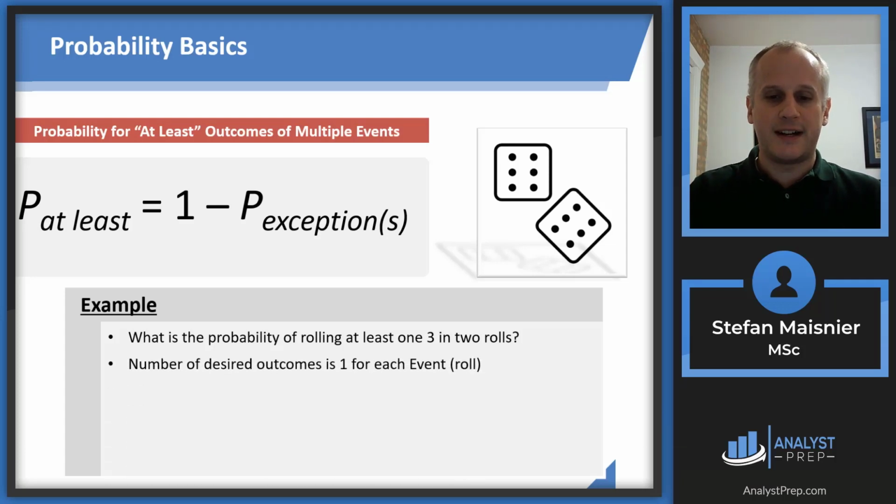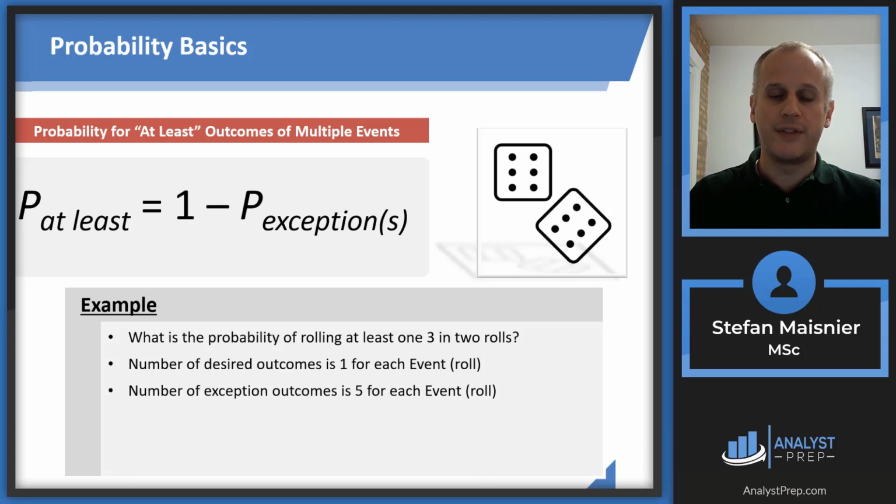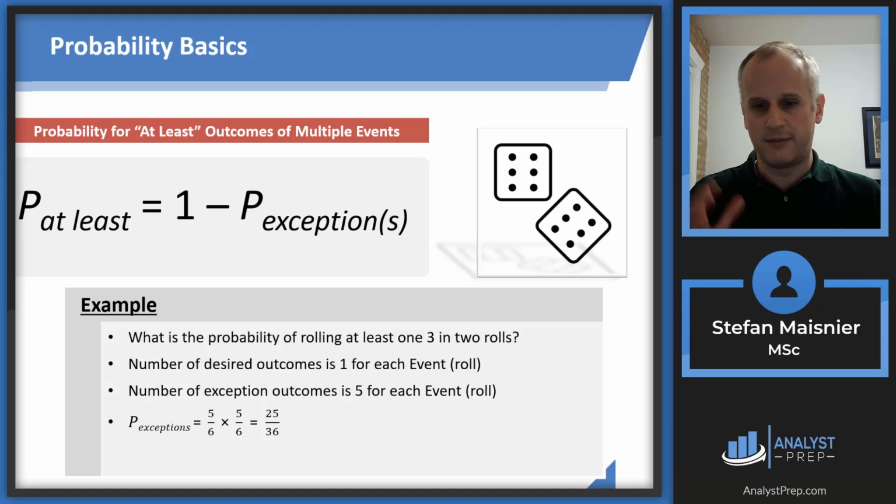The number of desired outcomes is 1 for each event. So again, we want to have a 3 or we want to have a 3. But we know that the number of exception outcomes is 5 for each event, because we would have 5 not-3s on the first roll and 5 not-3s on the second roll. So our exception probability is going to be 5 out of 6 that is not desired for the first roll, meaning every value on the dice except for 3, times every value on the 6-sided dice except for 3 for another 5 out of 6 probability on the second roll.